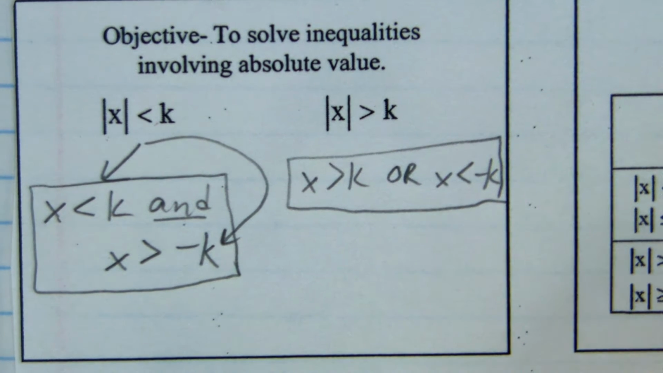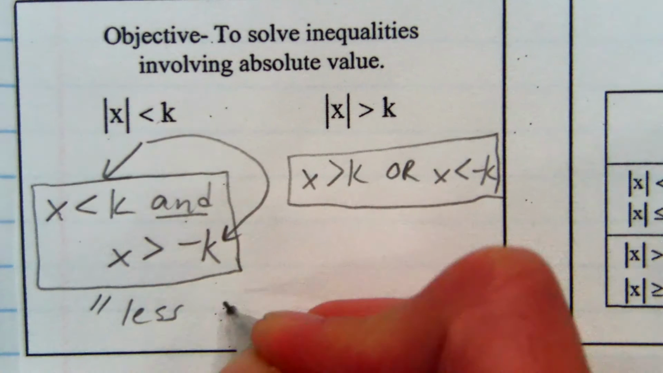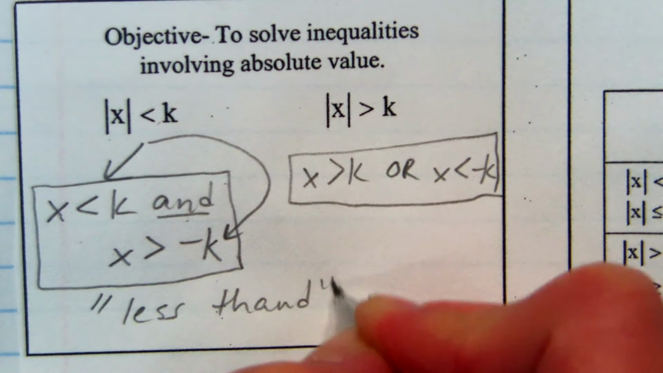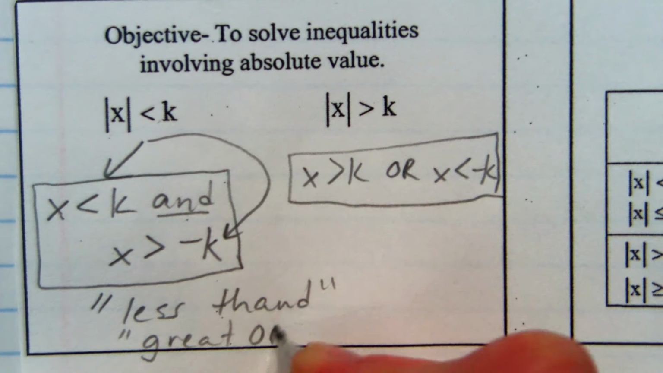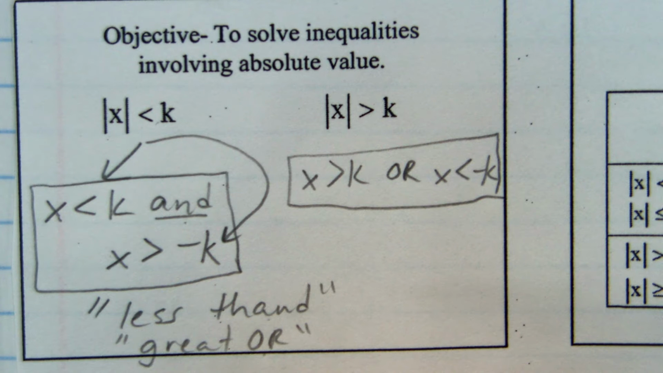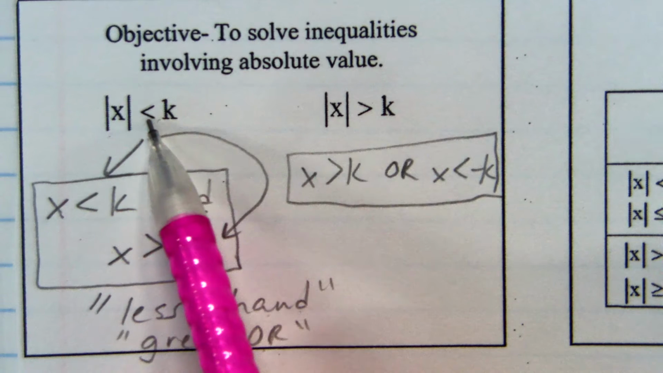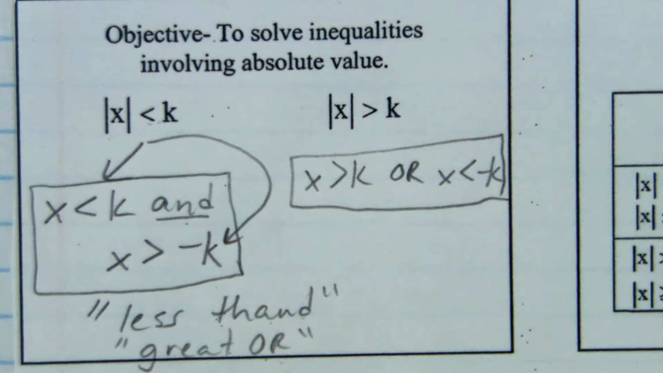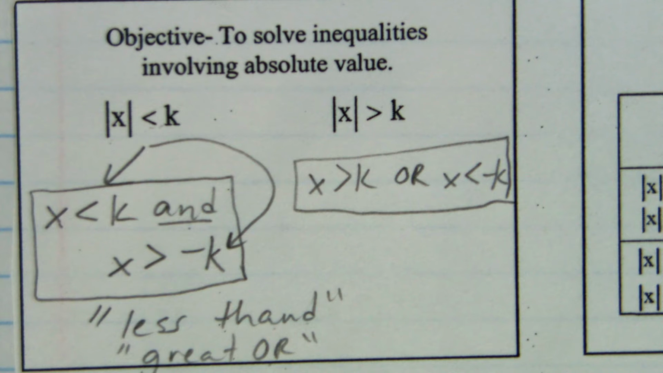But I have a mnemonic device for you. Here we go. Less than and great or. So if it's less than, it's and. Greater than, it's or. Less than, great or. It kind of sounds like you got a southern accent, but that's how you remember. Less than, great or. So this is the less than symbol, that's greater than. And if they have equal signs underneath, it works the same. Okay? Less than, great or.